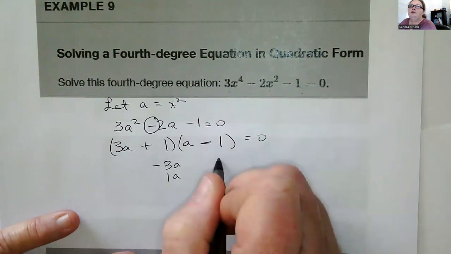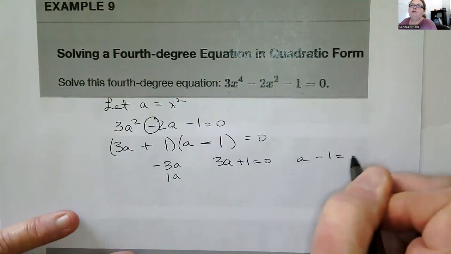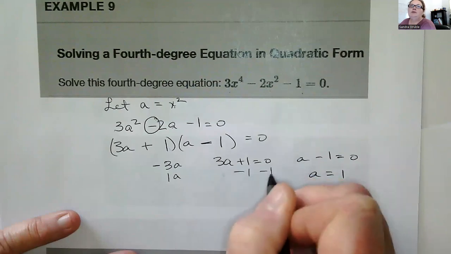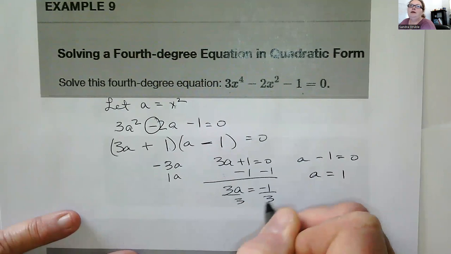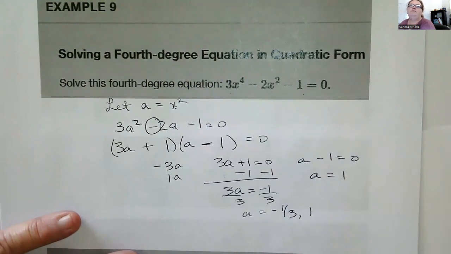Set each of these equal to 0 and solve. 3a plus 1 equals 0, and a minus 1 equals 0. This is a equals 1. Subtract 1 from both sides. You get 3a is equal to negative 1. Divide both sides by 3. a is equal to negative 1/3 and 1.